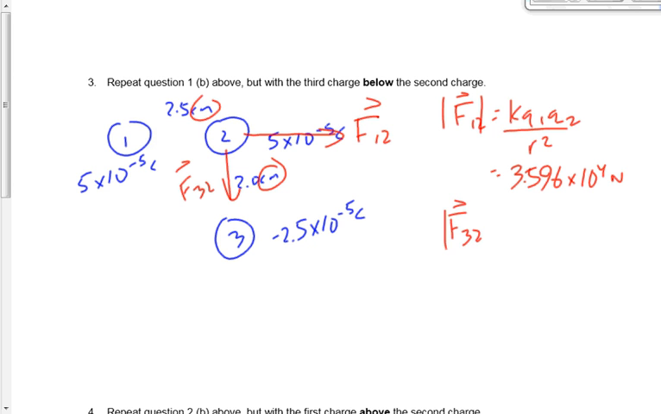F32, similar type thing here, kQ2Q3 over r squared. This time different charges, and this time our distance will be 0.02 squared. When we do that math, we get 2.8094 times 10 to the 4 newtons. Now, here's the crux of it. We have to add these forces together, but it's not good enough this time to just say 3.59 plus 2.8 equals whatever. We have to add them vectorially because they're in different directions.